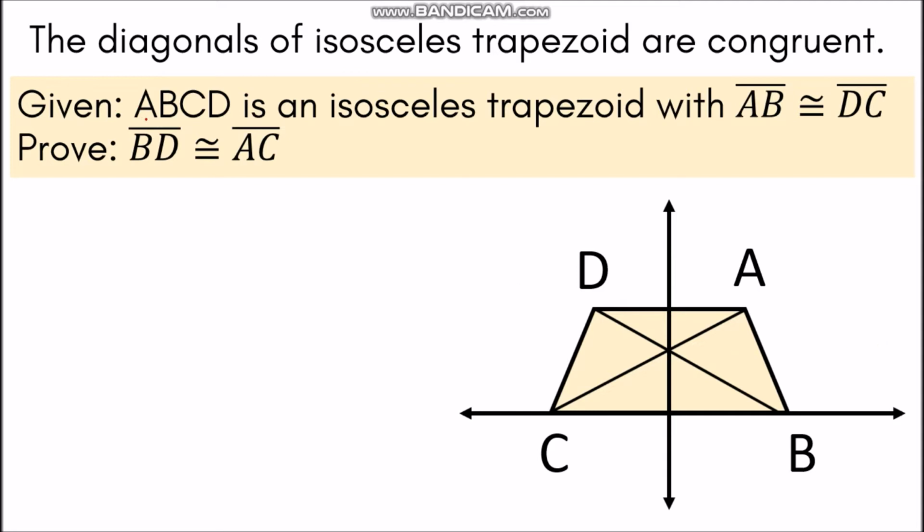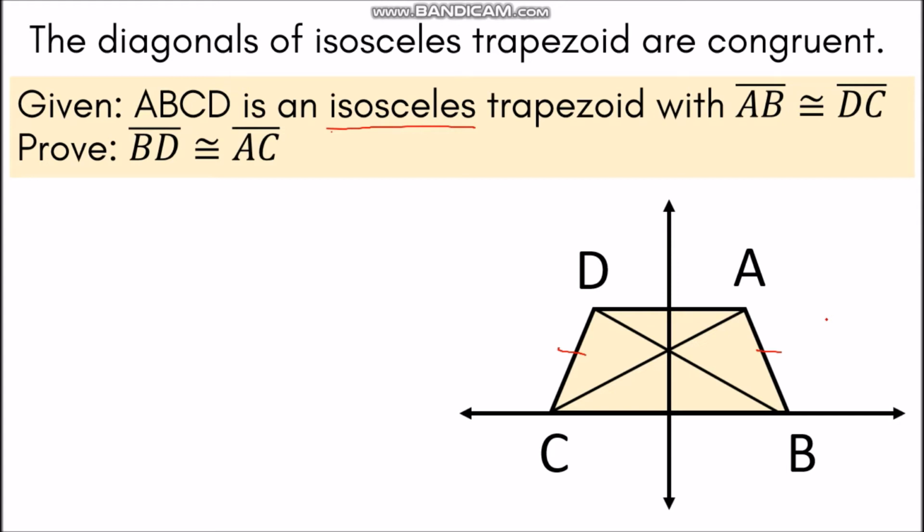So what we know only is that this trapezoid ABCD is an isosceles trapezoid. If it's an isosceles trapezoid, that means segment AB is congruent with segment CD. Now we have to prove that segment BD is congruent with segment AC, which are its diagonals. So the first thing that you have to do is place the trapezoid in the coordinate plane as shown here.